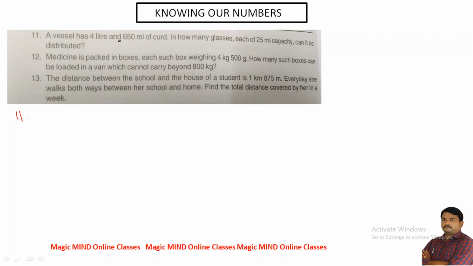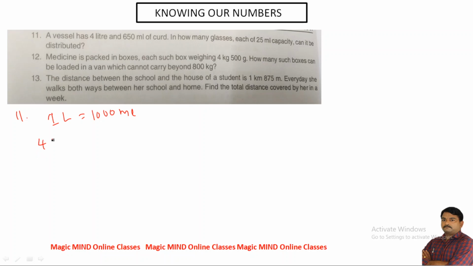So a vessel has 4 liters and 650 milliliters of curd. In how many glasses, each of 25 milliliter capacity, can it be distributed? Very simple. Here we have liters and milliliters. We are going to convert all in terms of milliliters only. One thing we know: 1 liter is equal to 1000 milliliters.